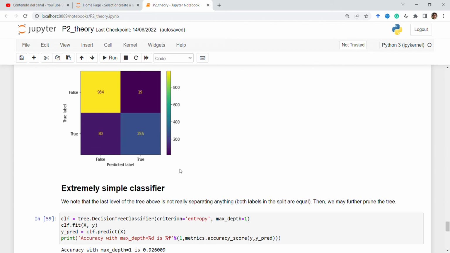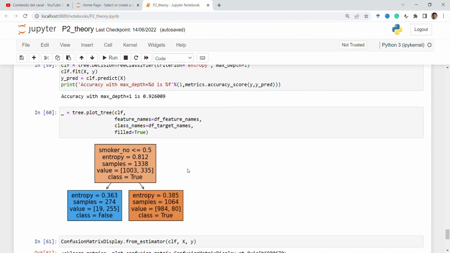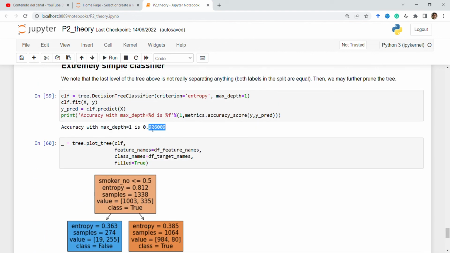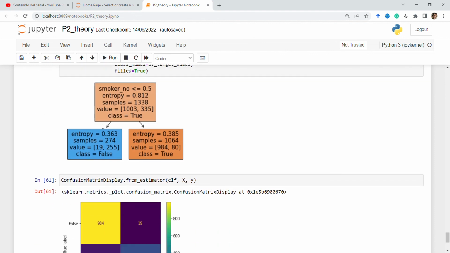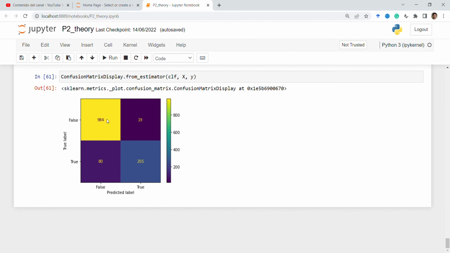And we can construct a very, very simple classifier with just a depth of 1, and we see that the question is whether you smoke or not, and the accuracy is 92.6. So this is a very accurate, within quotes, classifier with only one question. So smoking is really bad if you have to pay a health insurance in the US. So this is the example that we have today, and then we will discuss about the theory.